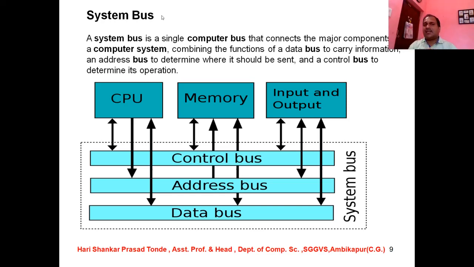A system bus is a single computer bus that connects the major components of a computer system, combining the functions of a data bus to carry information, an address bus to determine where it should be sent, and a control bus to determine its operations, how the operations are going to be performed. This is the pictorial representation of the system bus, students. This is the CPU, this is the memory, and these are the input output devices, and this is the control bus, address bus, and data bus. As we all know, the system bus comprises 3 types of buses: control bus, address bus, and data bus. So this is regarding the architecture.